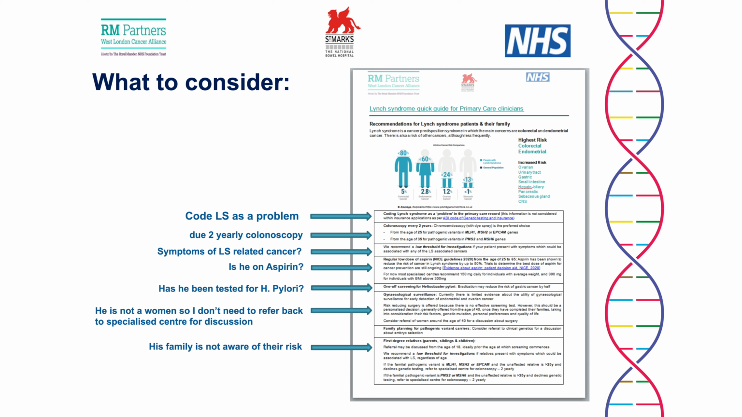Overall, following this assessment, the guide has helped to identify that John needs prompt referral to gastroenterology for a colonoscopy and referral to his genetics or specialised centre for education and family screening. It has also identified that he could benefit from aspirin and testing for H. pylori.